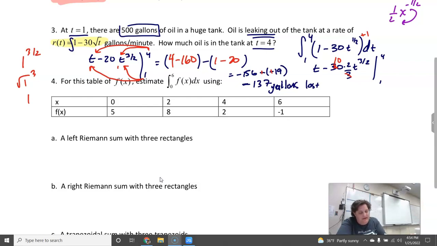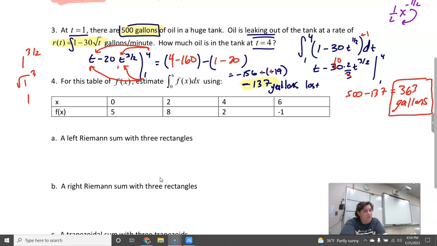How much oil is in the tank at time 4? I'm not quite ready to finish this as my answer yet. There's 500 gallons. I lost 137. How many are left in the tank? 500 minus 137 is going to be 363, I think, right? Yeah, 363 gallons in the tank at time 4. Just because of the calculations, that one was a little bit difficult, but hopefully you guys understand the process of integrating the rate to be able to find how many gallons something happened there.